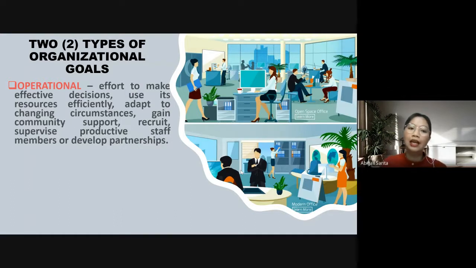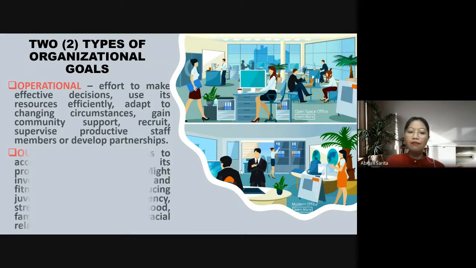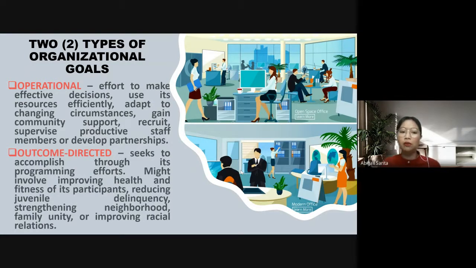So when we say operational, class, it's all about equipment and machineries. The overall operations of the business, how it runs and how it moves. It is mostly action or operational efforts. However, we have another one, which is outcome directed. When we say outcome directed, class, it seeks to accomplish through its programming efforts, which might involve improving the health and fitness of its participants, reducing juvenile delinquency. When we say juvenile delinquency, class, these are the bad actions or bad attitudes of employees inside the organization. So we reduce those when our goal is outcome directed.